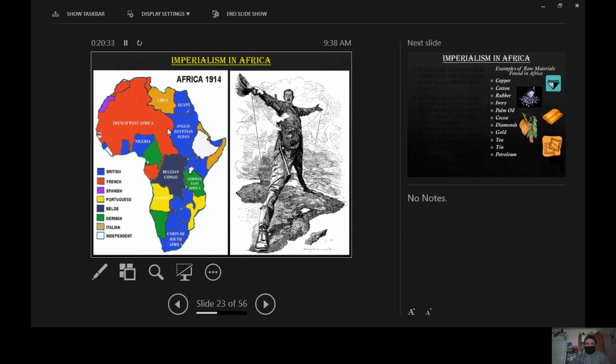You look at the different colors there. Those are all European countries that were running the show from the late 1800s all the way until the mid 1900s, because most African nations don't get their independence until after World War II as well. This is what we call the scramble for Africa.